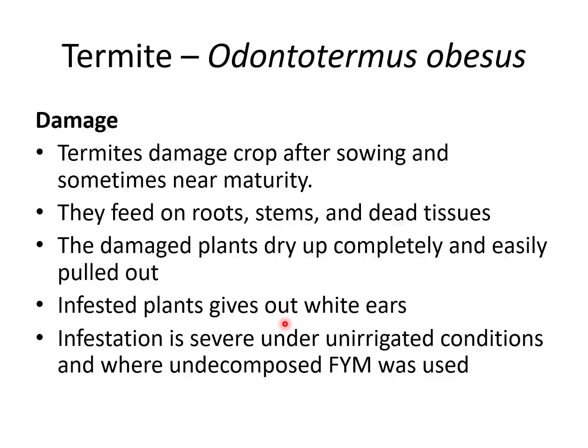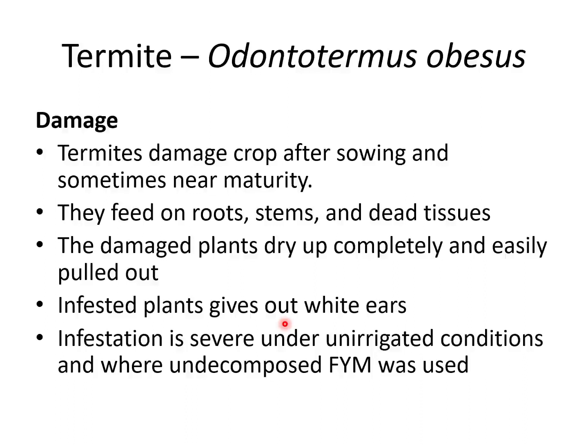As I told you, termites can be considered as the major pest infesting wheat, and this pest attacks the crop in the early stage as well as in the late stage, immediately after sowing and sometimes near maturity. And these termites feed on the roots, stem and dead tissues. The feeding of these termites on the roots, stems and dead tissues leads to the drying up of the plant completely, and the plant can be easily pulled out because the roots will be completely fed by the termites.